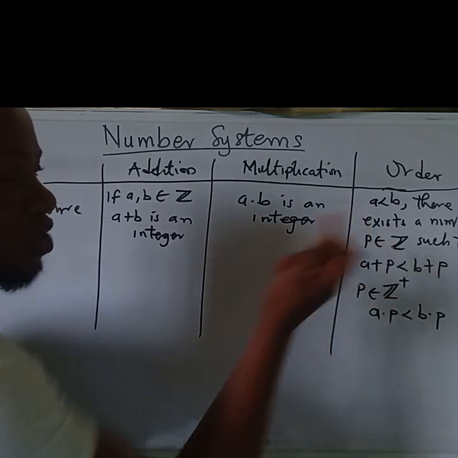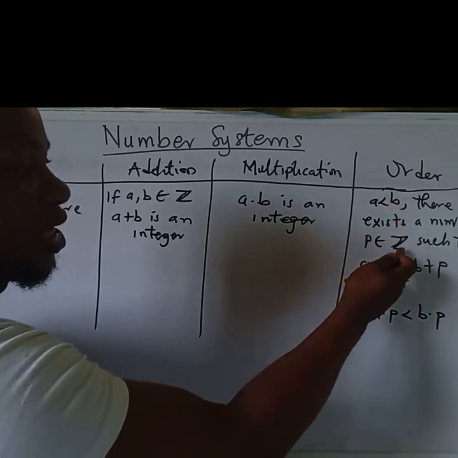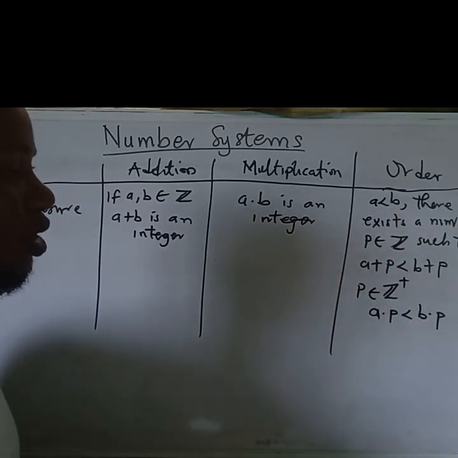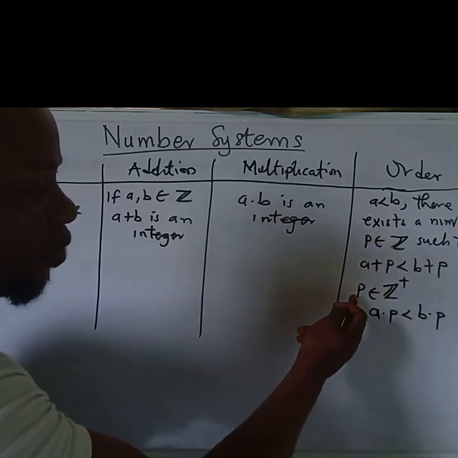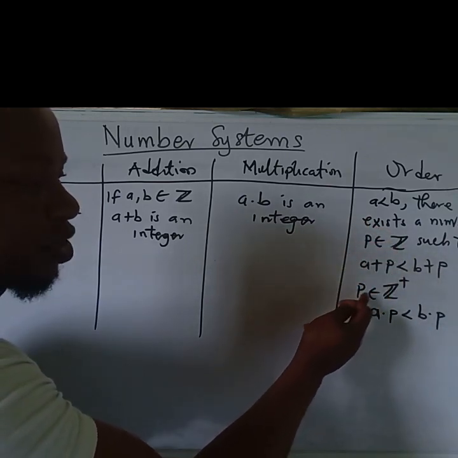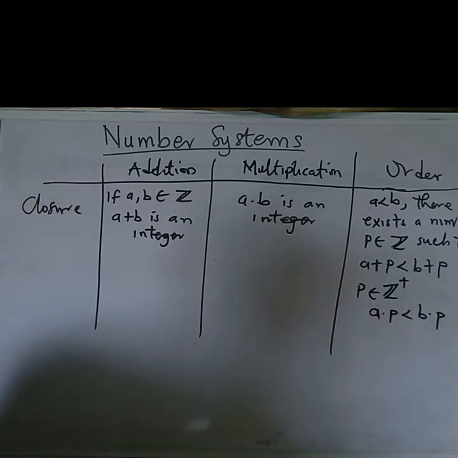So if you introduce a number P, you can see that the order is preserved for any P we pick. For multiplication, we cannot pick any P except a positive P. That's when the order can be preserved.